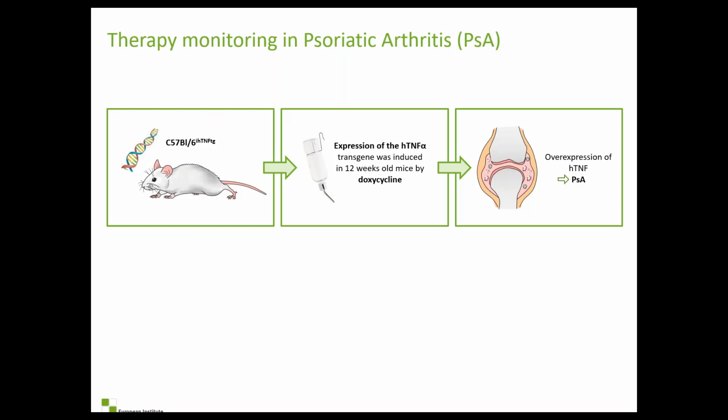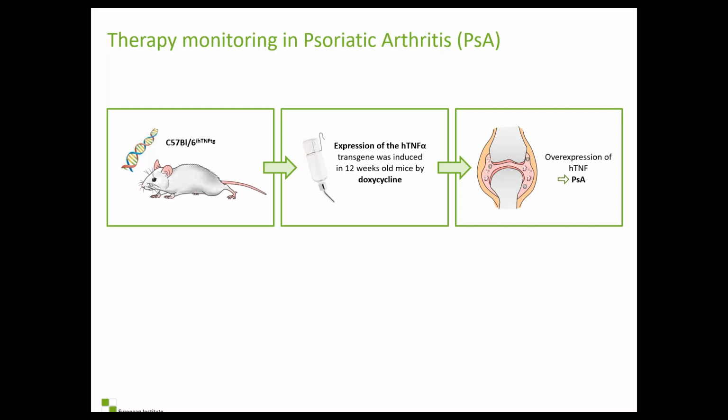Next, we did therapy monitoring in psoriatic arthritis, which is a different animal model, which is very heterogeneous as well. There, the arthritis can develop everywhere. We use black 6 mice, which have a genetic background that they express hTNF if you apply doxycycline.